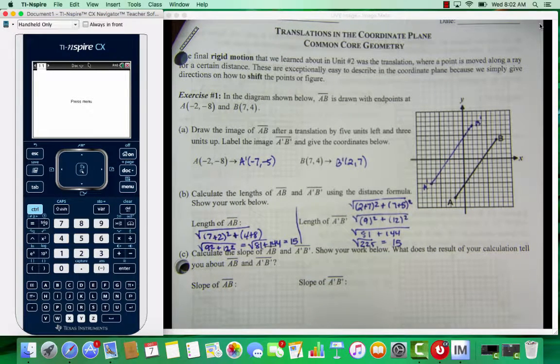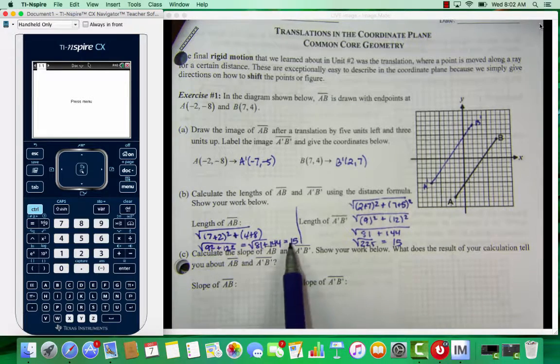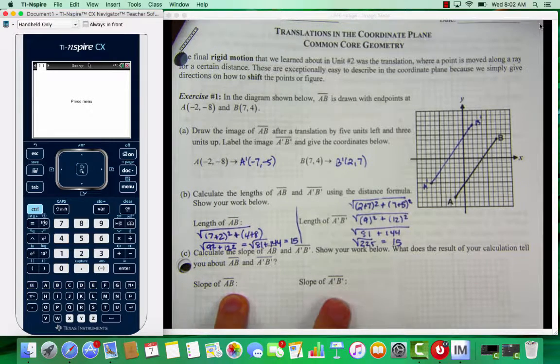All right, so what do you notice about those two lengths? They are the same. A translation is a rigid motion, which we've talked about before, because when we perform the translation, the image stays the same shape and the same size. So the distance from A to B is the same as the distance from A prime to B prime. All right, and now we're going to do the same thing with the slopes. So we're going to find the slope of AB and the slope of A prime, B prime.